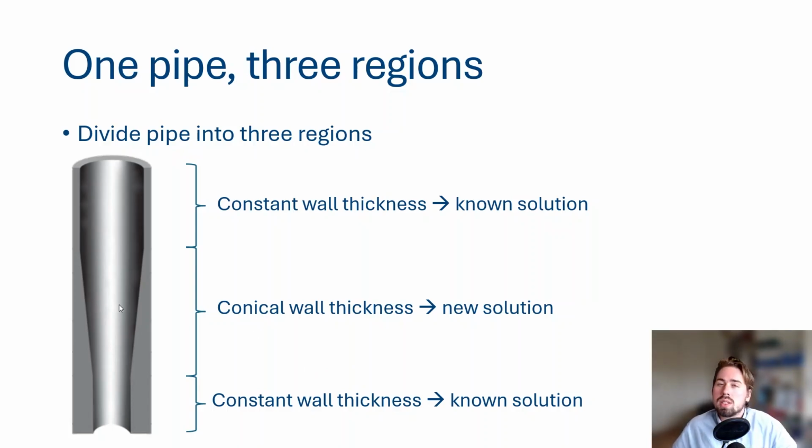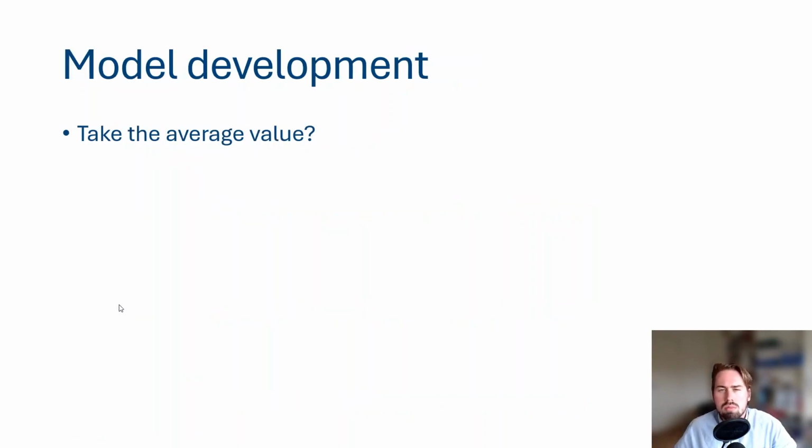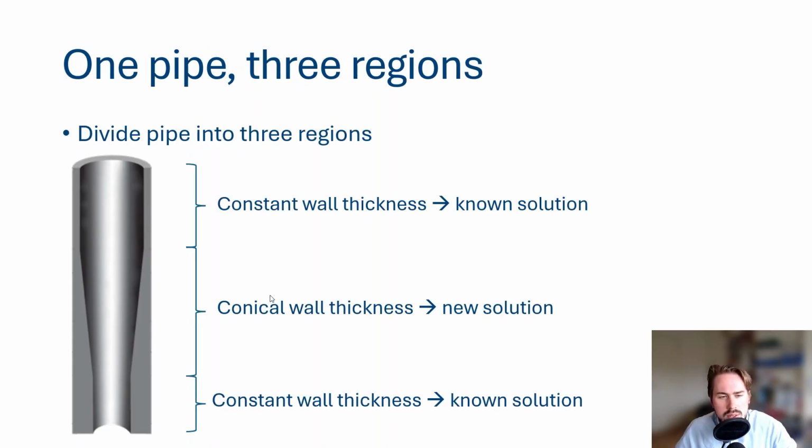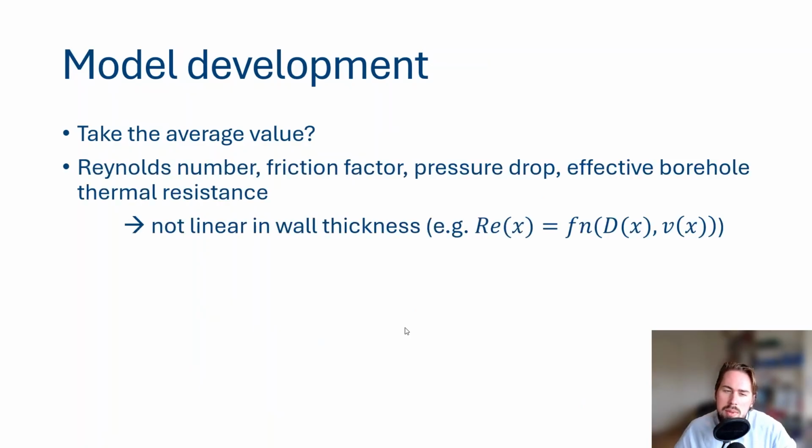Now, you could say, okay, for this conical part, can't we just take the average value? We have the wall thickness at the beginning, we have the wall thickness at the end. Let's assume it is linear, and just take an average value there. But the problem is that our Reynolds number, our friction factor, our pressure drop, our effective borehole thermal resistance, and basically everything that matters from a physics point of view, is not linear with the wall thickness.